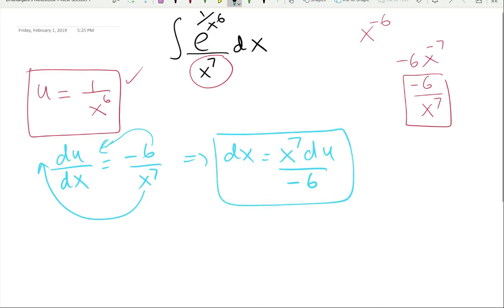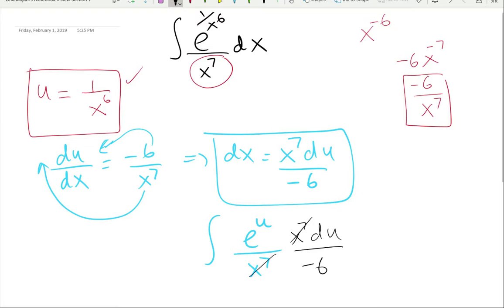Now let's replace. So this is e to the u, times x to the 7 du over negative 6. I want to see that cancellation by myself, because I want to make sure I'm doing it right. Do you see we can cancel out?